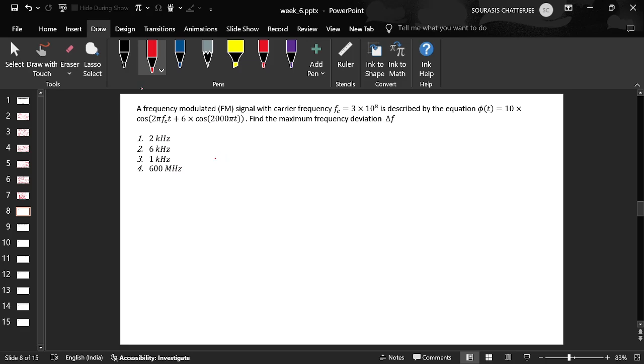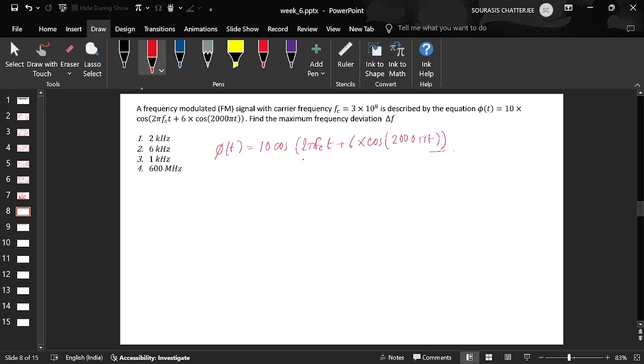So the frequency modulated signal is given as phi(t) is equal to 10 times cos(2 pi fct plus 6 into cos 2000 pi t). So we are supposed to find the maximum frequency deviation here. There are two ways. One is standard comparison with the standard frequency modulated signal expression, and obtain from that. We take a little bit more detailed approach how to obtain that.